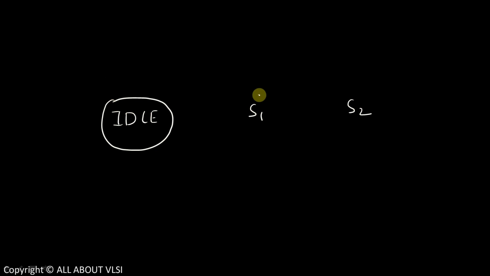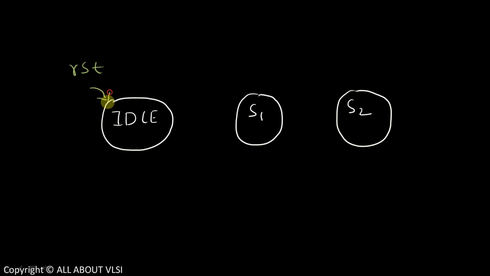Okay. So let's see the diagram for this Mealy non-overlapping FSM. We have 3 states: one is idle, and the others are S1 and S2. Now after applying the reset signal, we come to idle state. Our required sequence is 1, 0, 1.